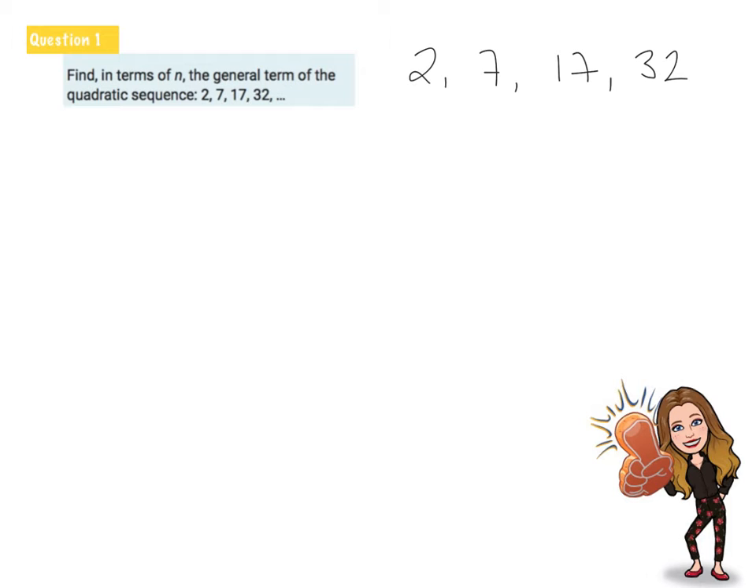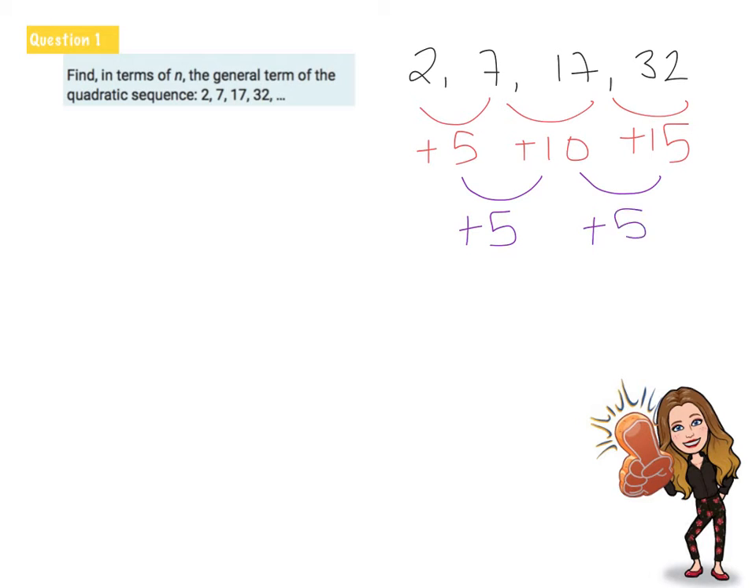So first of all, we need to find what the difference is. The difference here is plus 5, the difference here is plus 10, and the difference here is plus 15. Okay, now we can see that the second difference is going to be the same, it's plus 5. So we have a quadratic sequence.